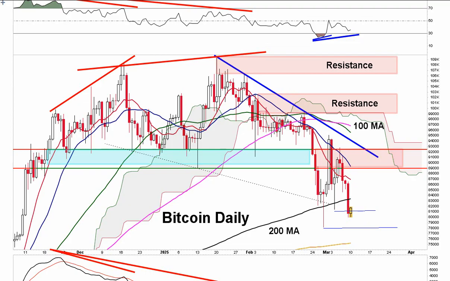Now, as I'm making the video, we're in the second hour of trading, and Bitcoin is still up about 1.25%. Again, it still may go lower, but we'll see what happens right here.